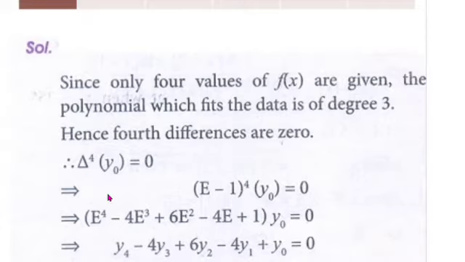This implies, using the formula del equals E minus 1, that (E minus 1) whole power 4 y naught equals 0. Replace del with E minus 1. Then you expand (E minus 1) whole power 4, which has 5 terms.